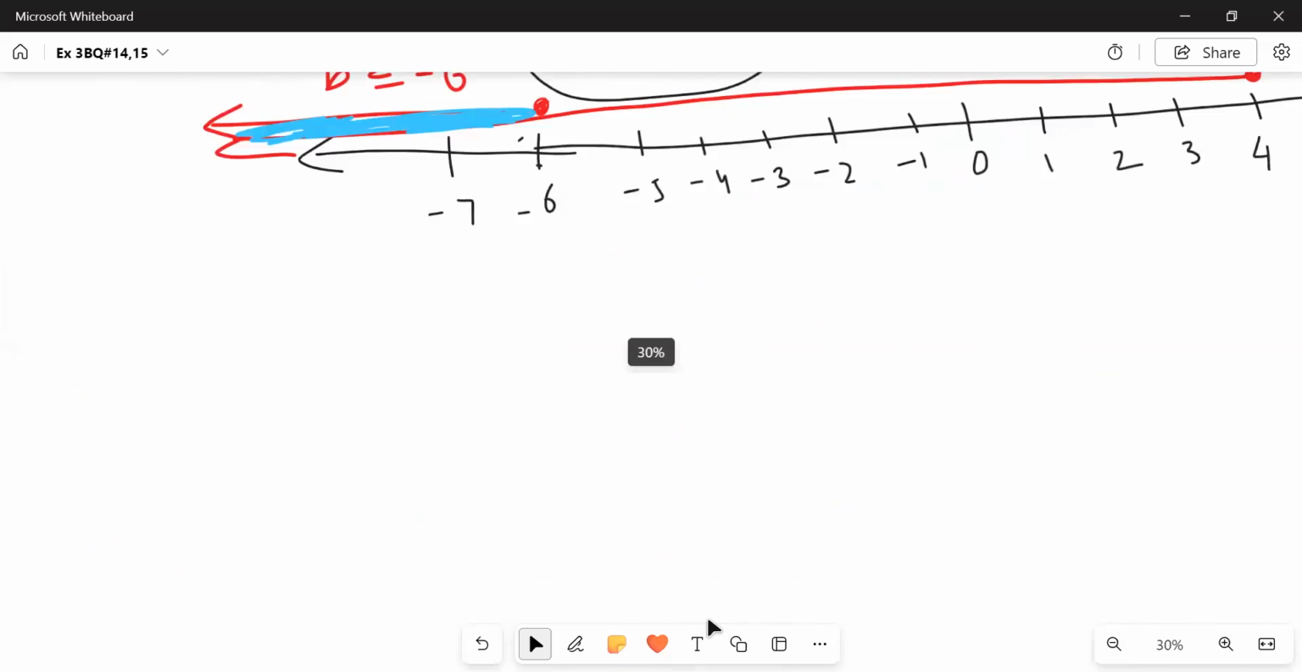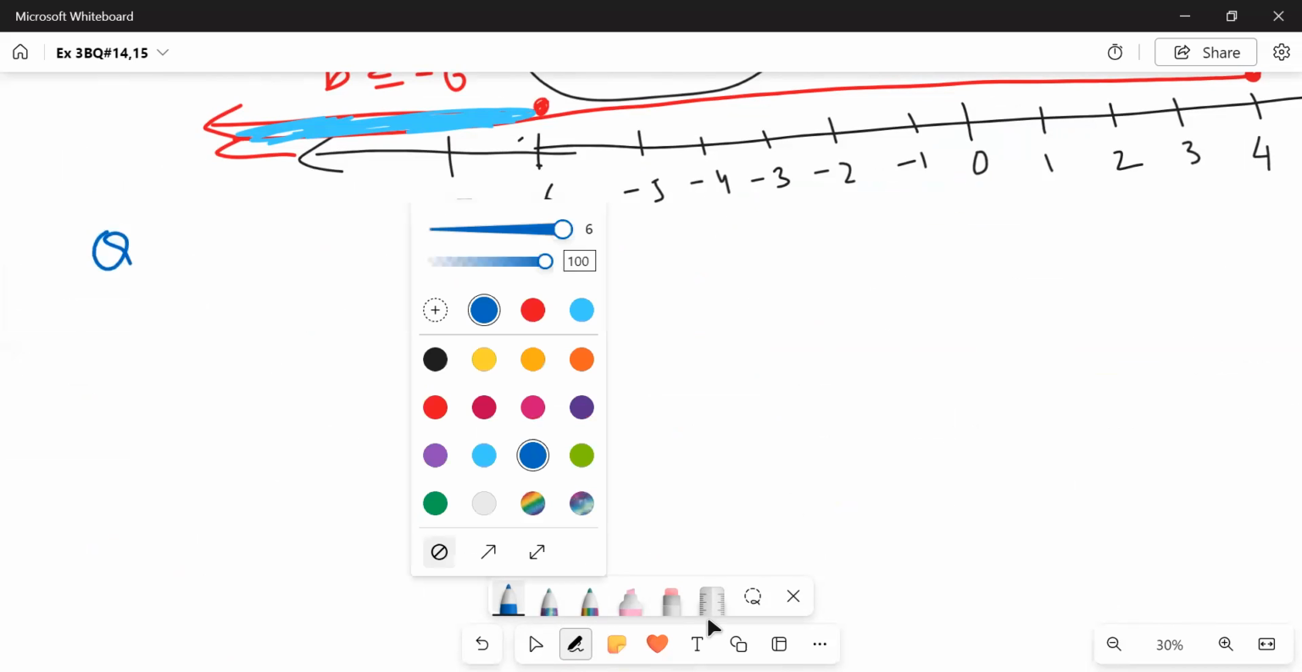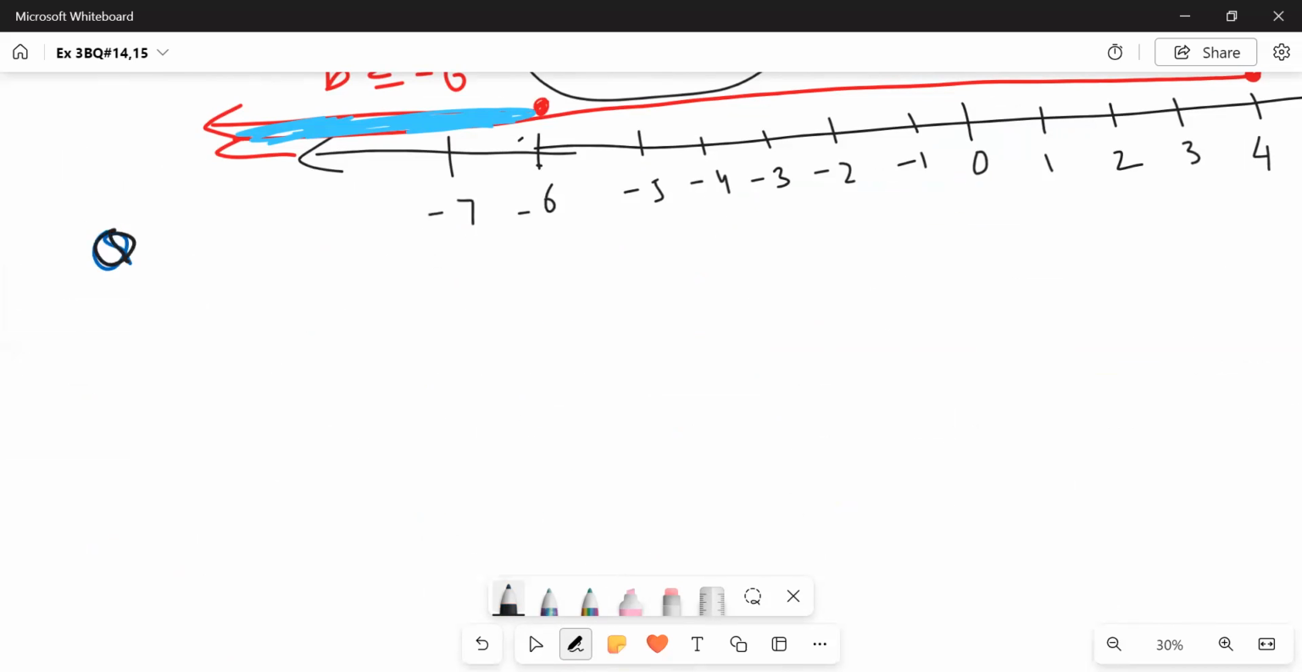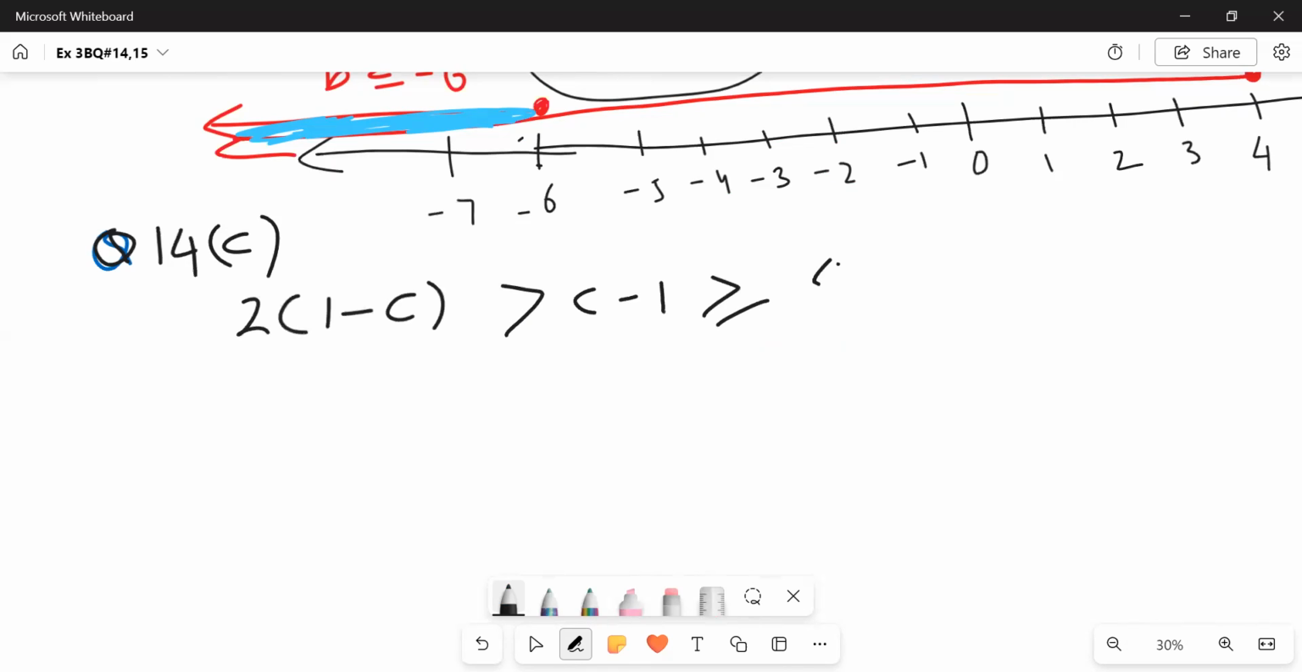Do you have any confusion? No, teacher. Okay, then better to move to the next. Question number 14, C part. So C part is 2(1 minus C) greater than C minus 1 and greater than or equal to (C minus 2) over 7.